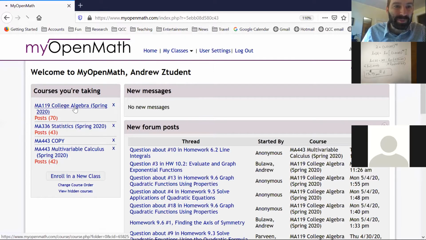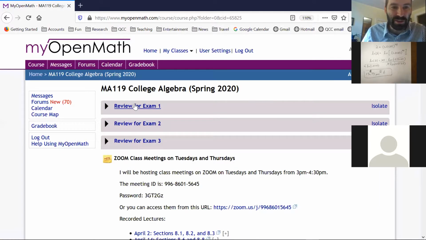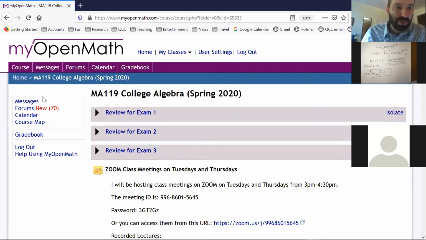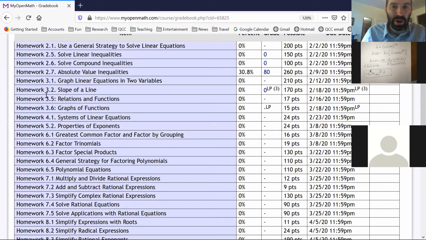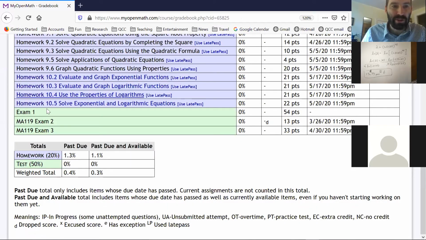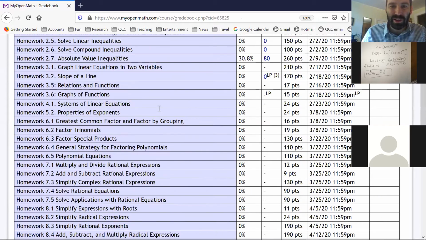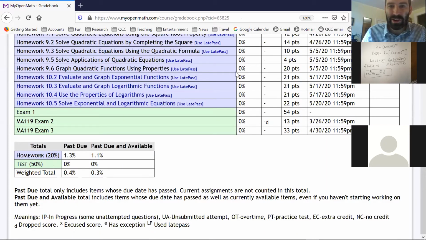Okay. So here I have my fake student account. So this is what you should be seeing. So if you go into the MyOpenMath, you go to Gradebook, okay, and you can see all the grades that you got on all the assignments. My fake student here didn't do any of them except for one. So you'll notice in here that if something has a little D next to it, that grade has been dropped. So I've dropped the lowest exam grade, and that's what this little D means.